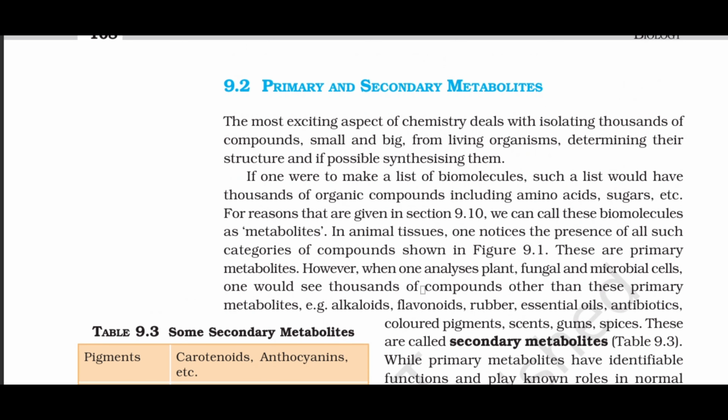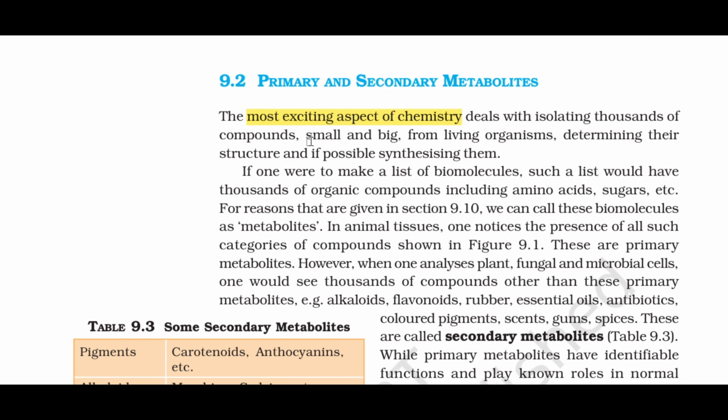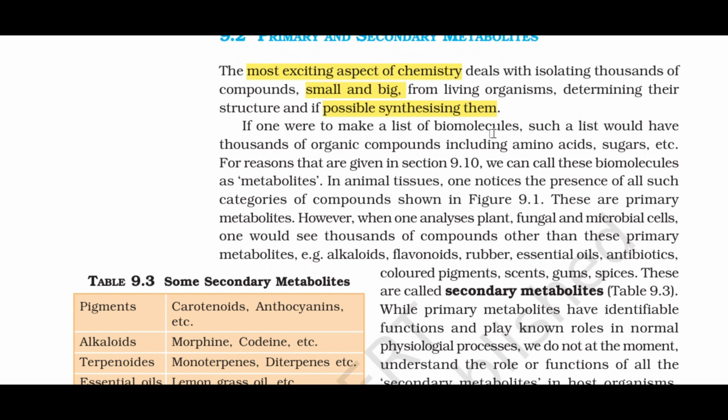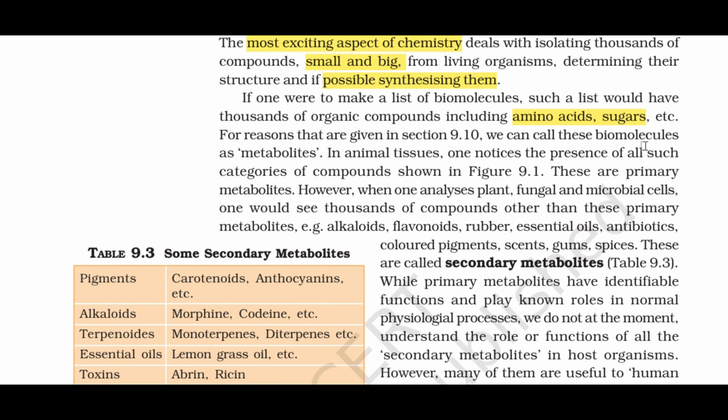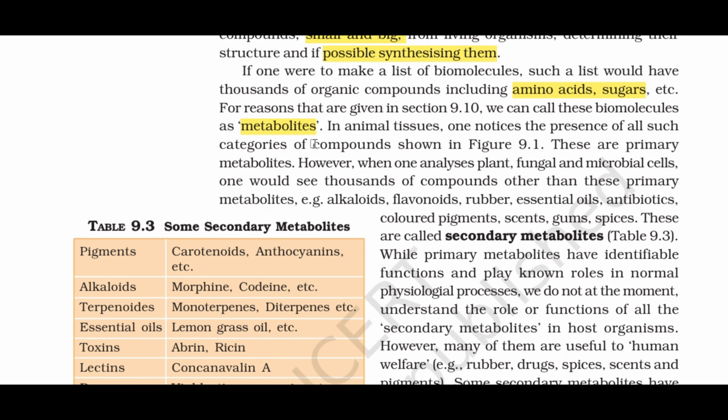Primary and secondary metabolites. The most exciting aspect of chemistry deals with isolating thousands of compounds, small and big, from living organisms, determining their structure and, if possible, synthesizing them. If one were to make a list of biomolecules, such a list would have thousands of organic compounds including amino acids, sugars, etc. For reasons that are given in section 9.10, we can call these biomolecules metabolites. In animal tissues, one notices the presence of all such categories of compounds shown in figure 9.1.